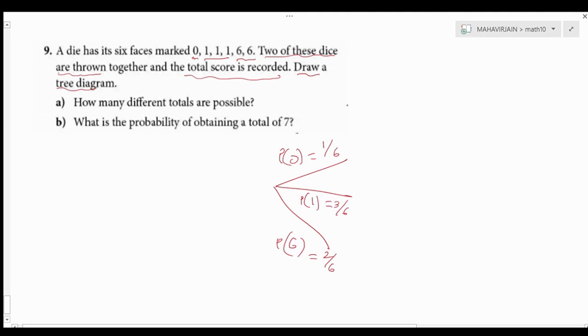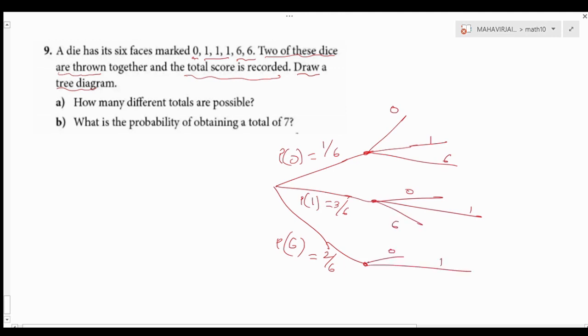Do you understand this? And further this branch goes ahead. Now this branch will have again 3, because the second die is again thrown. So again 0, 1 and 6. Again 0, 1 and 6. Again 0, 1 and 6. I hope that's clearly understood. I've drawn the branches this way so that I can accommodate the writing.